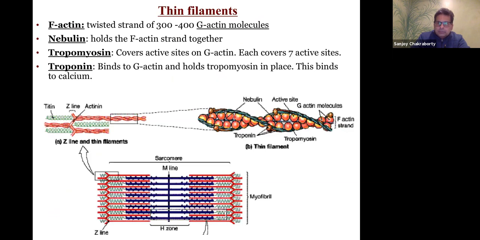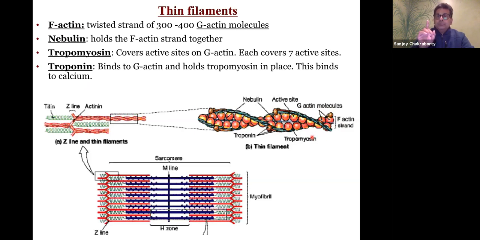Three hundred to four hundred of those G-actin molecules together make a chain. It kind of looks like a DNA double helix structure. So these tennis ball-like structures, known as G-actin, are globular proteins, like sphere-looking proteins. Together they make this F-actin molecule. F stands for filamentous, meaning long. So this is an F-actin strand, and 300 to 400 G-actin molecules make one F-actin molecule.